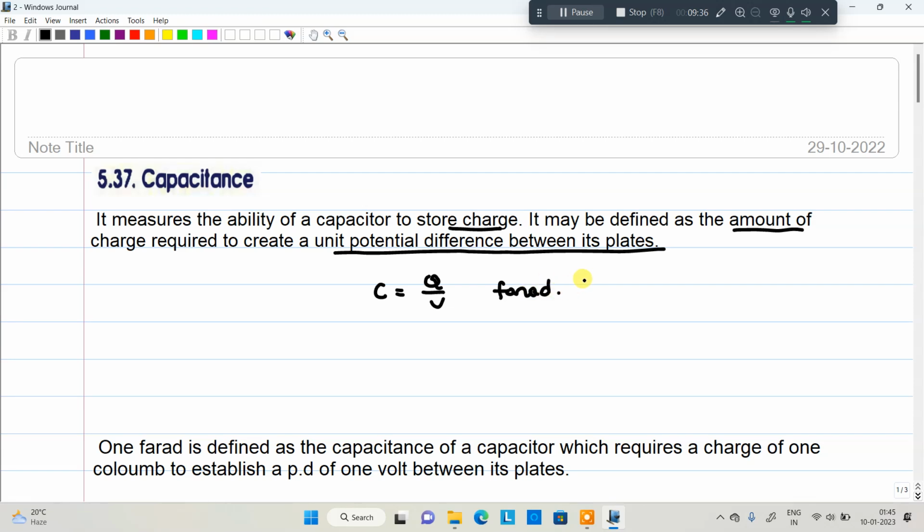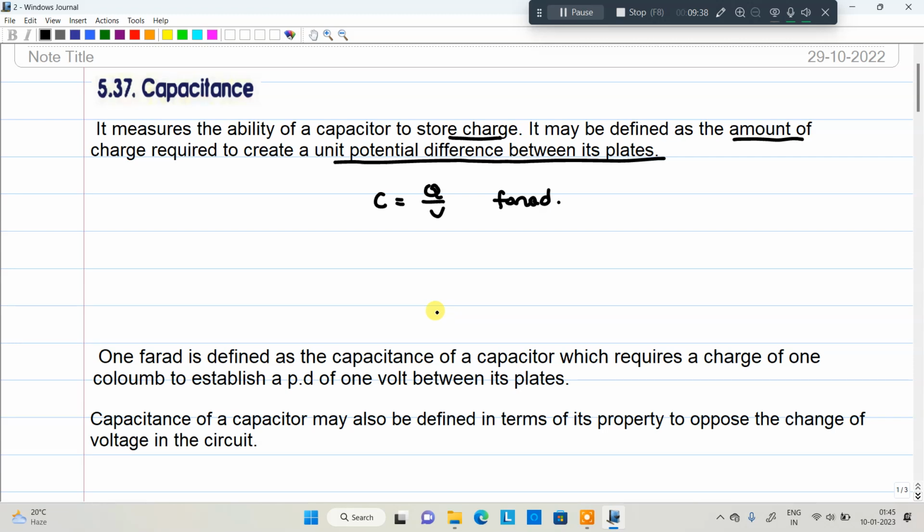So how to define this capacitance? For example, 1 farad capacitance is defined as the capacitance of a capacitor which requires a charge of 1 coulomb to establish a potential difference of 1 volt between the plates. That is called a capacitance of 1 farad.